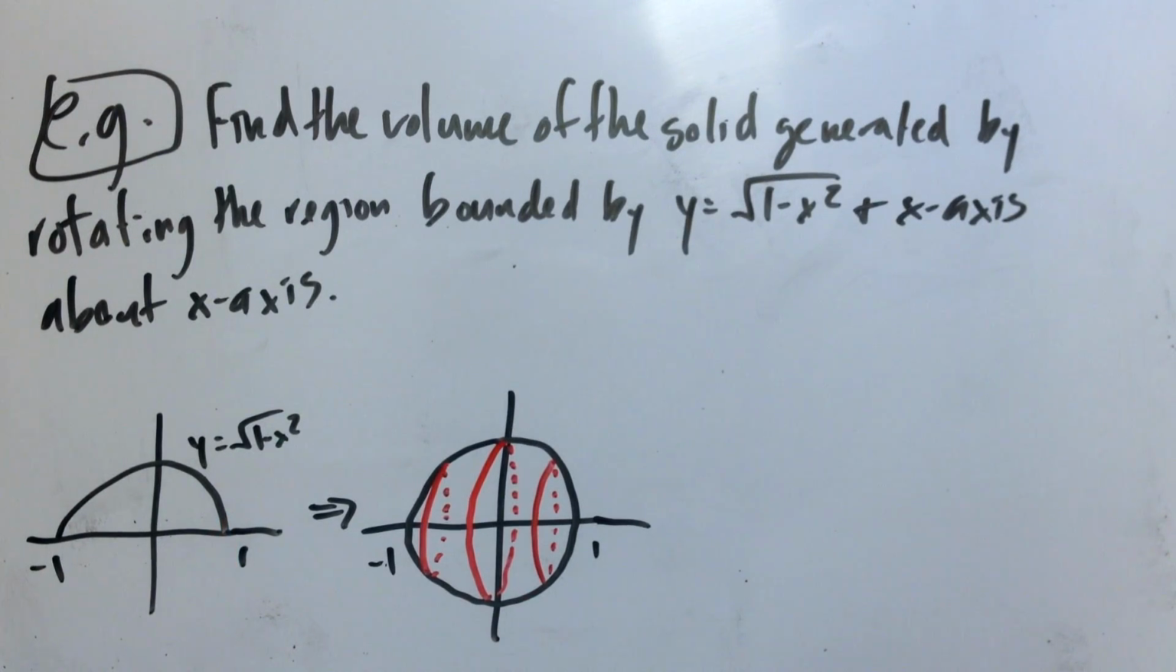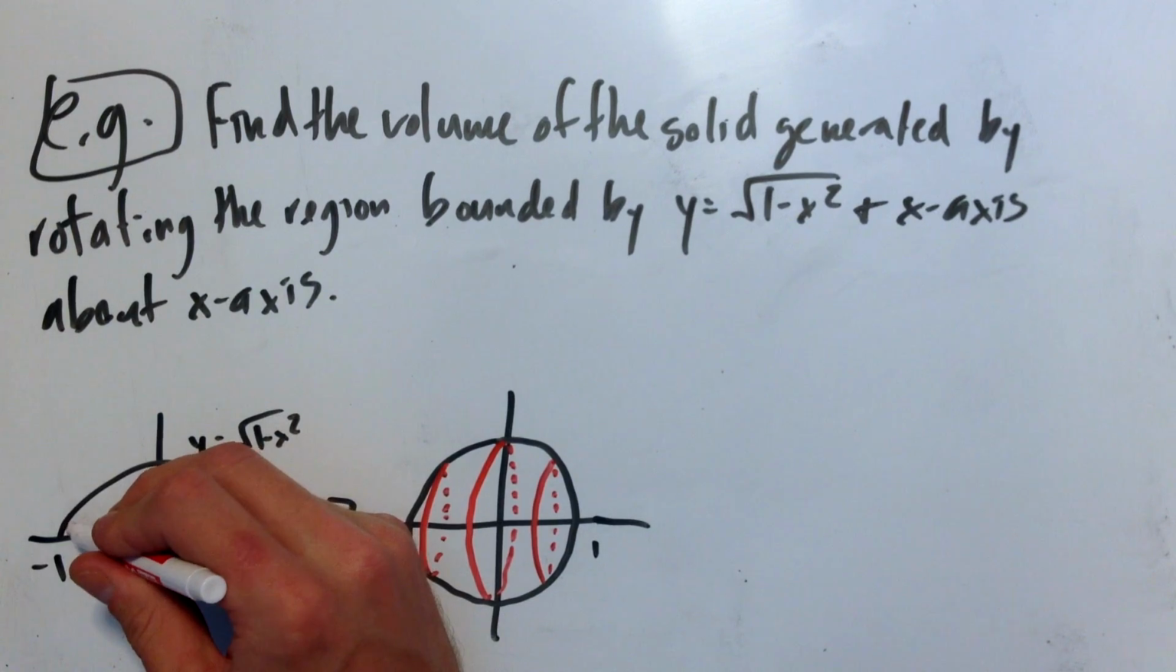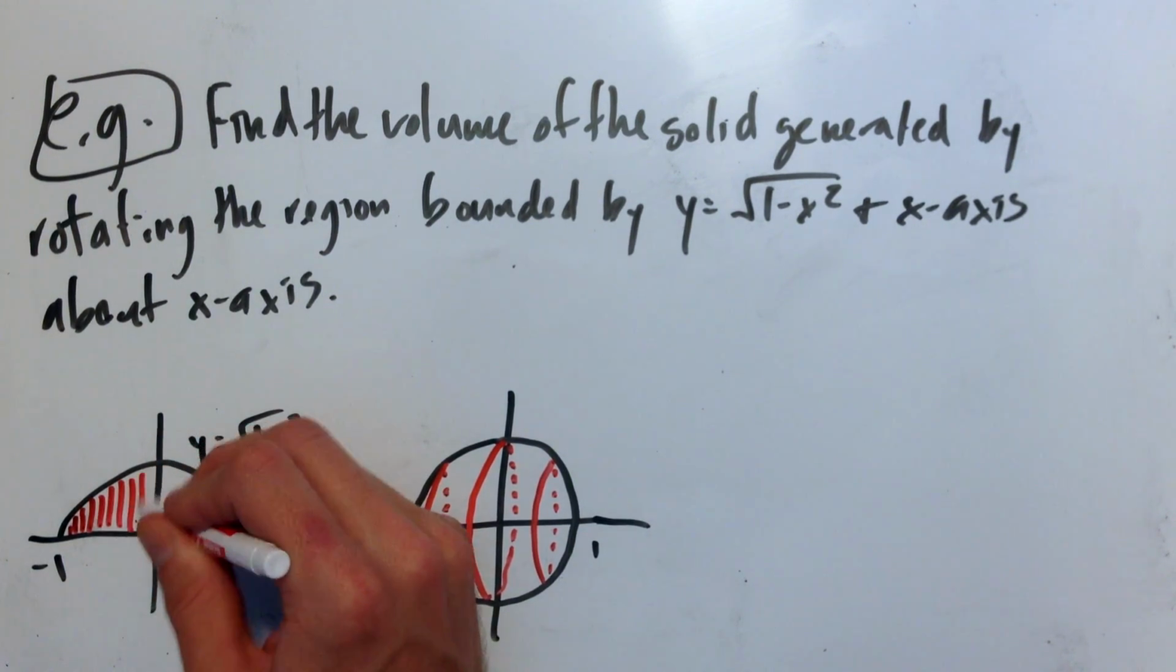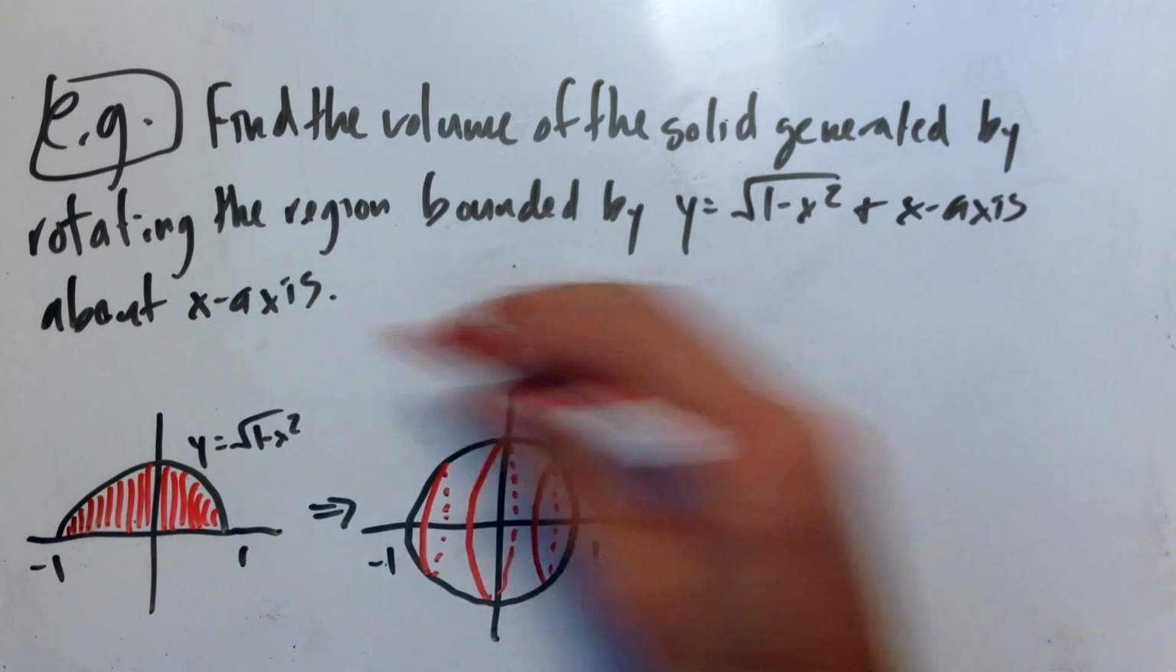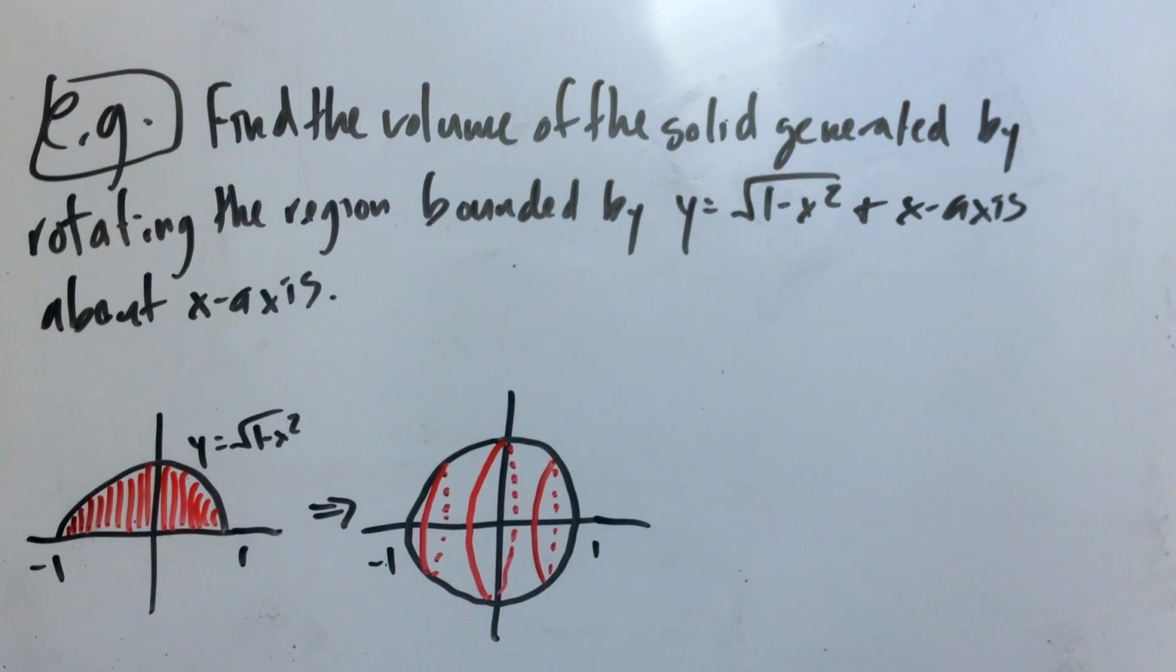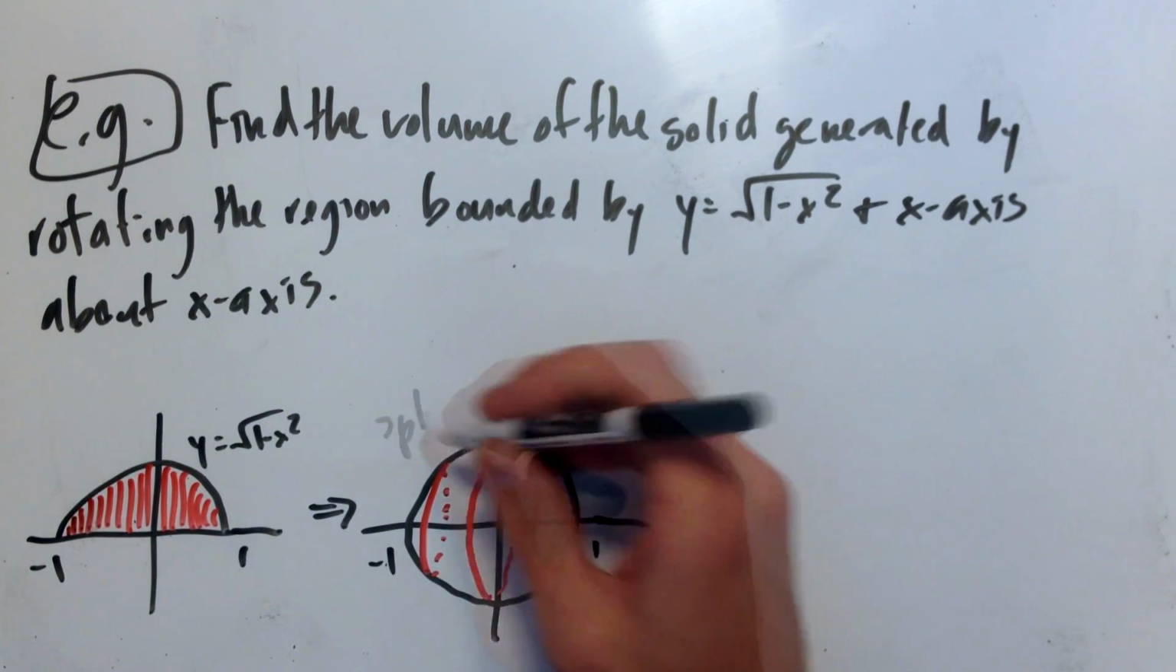All right, now let's find the volume of the solid generated by rotating the region bounded by y equals the square root of 1 minus x squared, and the x-axis about the x-axis. So the square root of 1 minus x squared, that is the semicircle. Since we're looking at the entire region bounded between this and the x-axis, it's this entire semicircle of radius 1. When we rotate that about the x-axis, we end up with a sphere, the sphere of radius 1.